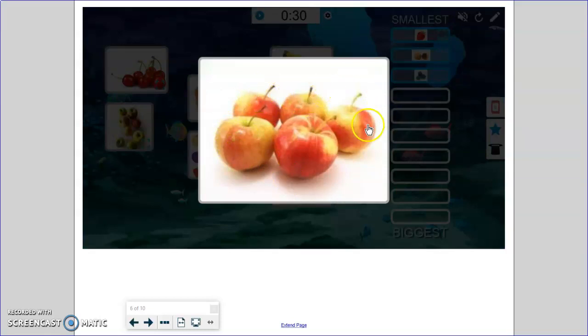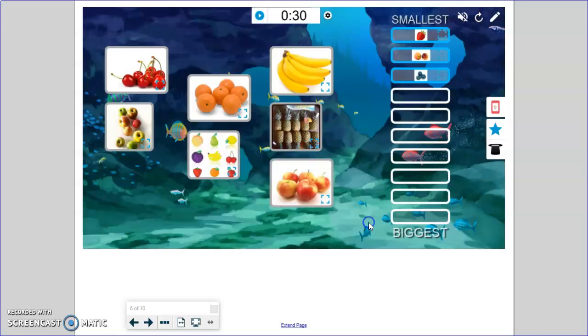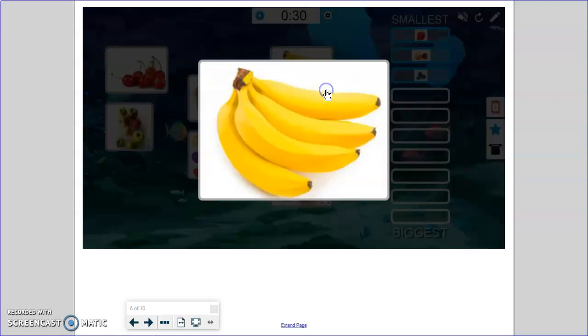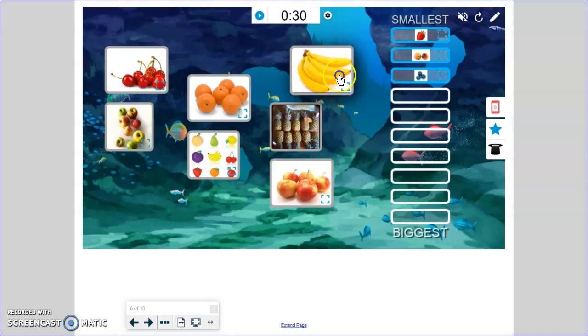1, 2, 3, 4, 5. Not quite. What about these bananas? Let's count them. 1, 2, 3, 4 bananas. We found it. Here's the number 4. So we need to put our bananas next. After 4 comes 5. We already counted something that was 5. Do you remember what it was?